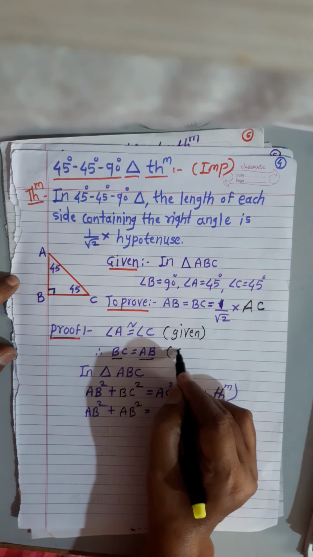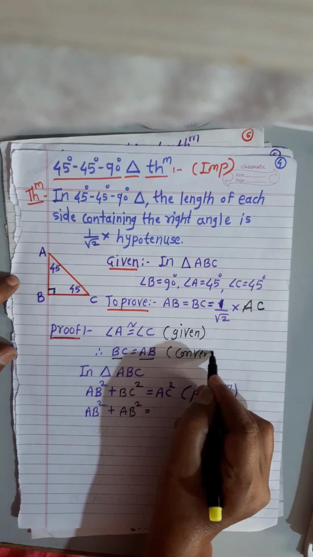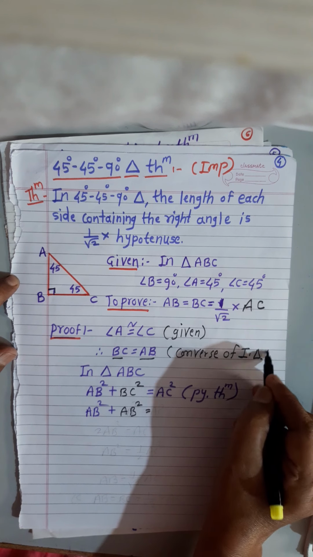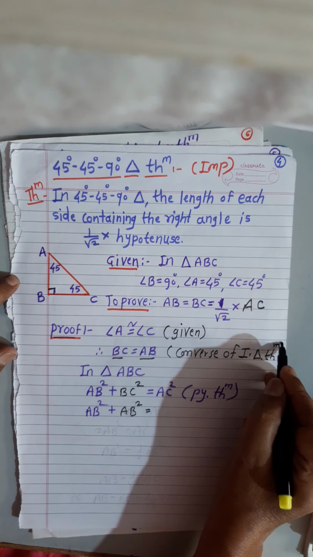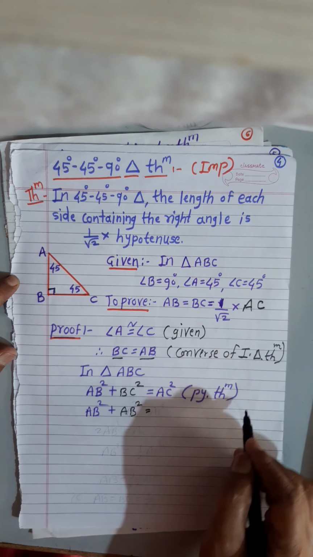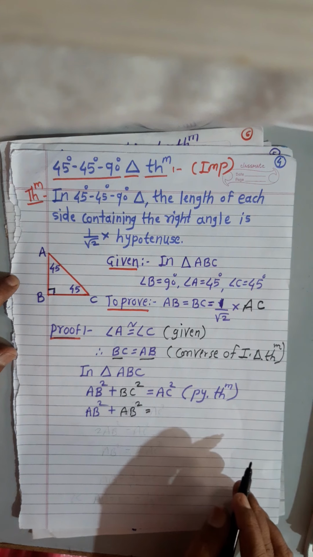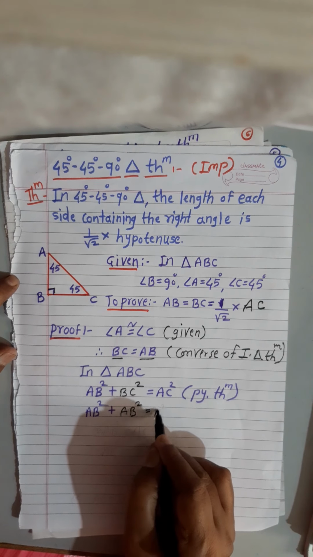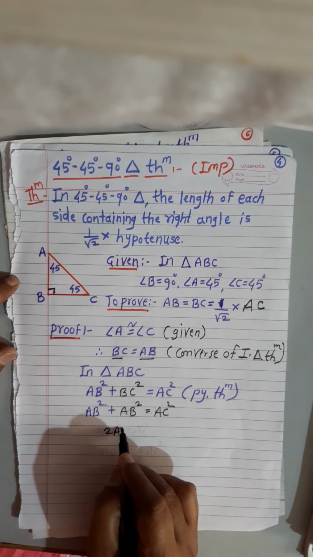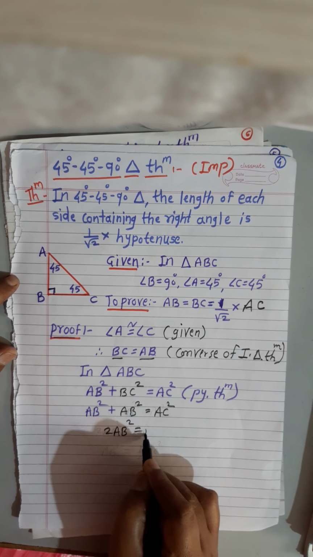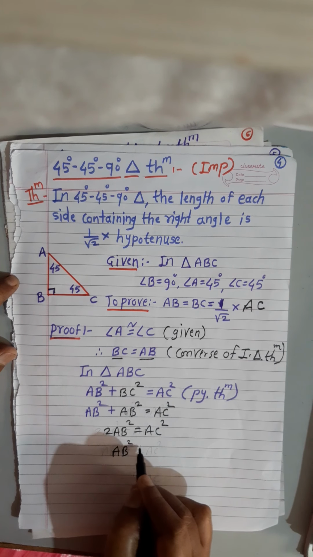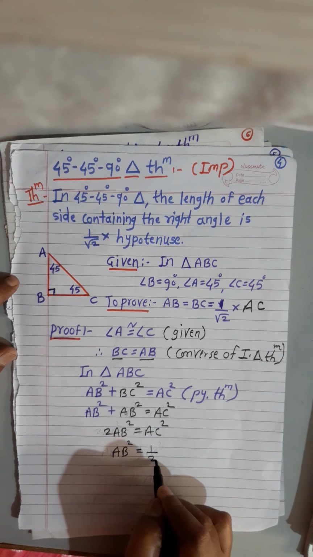Which theorem? Converse of the isosceles triangle theorem. We have seen only the statement of this converse of the isosceles triangle theorem. Proof is not expected for this year. Equal to AC square. Now AB square plus AB square, twice AB square, equal to AC square. Now 2 will be in the denominator.